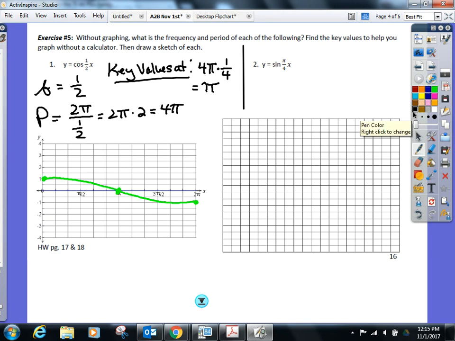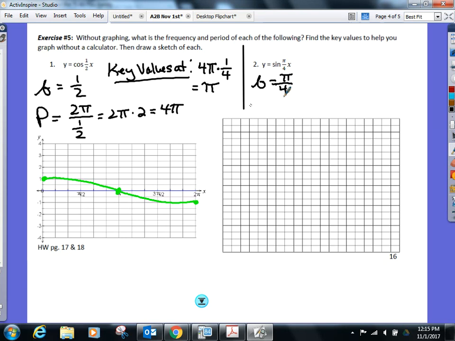Okay, ready here? Period, frequency. That's all I need first. Pi over 4 for the frequency. Okay, a little work for the period. It's going to be 2 pi divided by pi over 4. So that's going to be 2 pi times 4 over pi. What cancels? Pi. So what's the period here? 8, got it. So it's going to take 8 radians to do this.